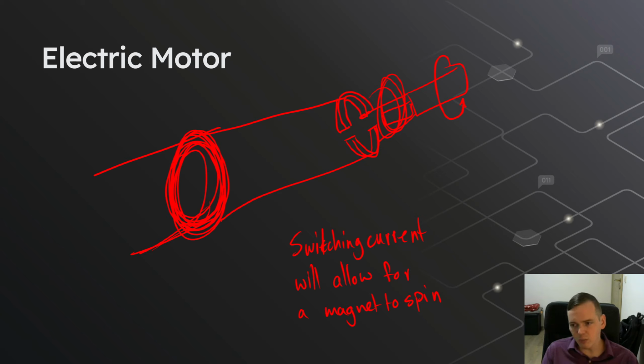And just like with before, we can put the magnet on either part. We can have the magnet sit still and the coil of wire spin, or we can have the coil of wire sit still and have the magnet spin. It doesn't matter. The point is, using these electromagnetic properties, we can create spinning.